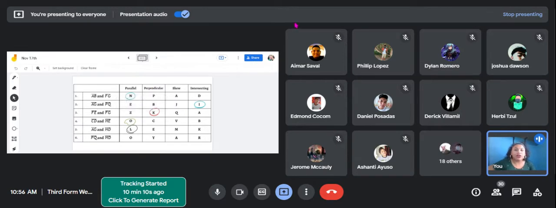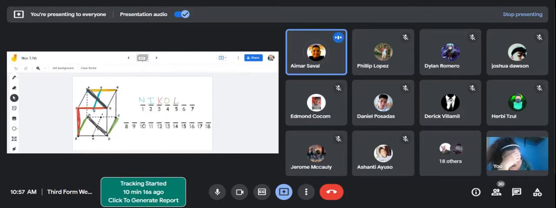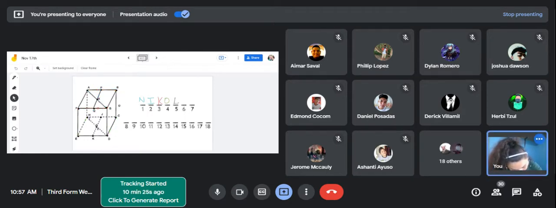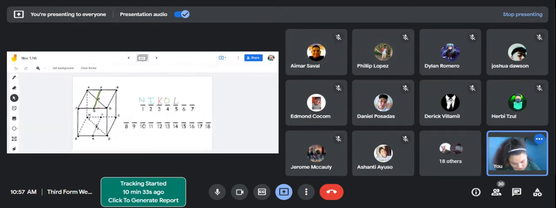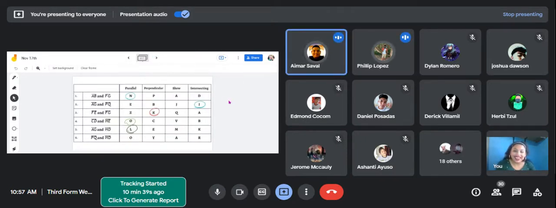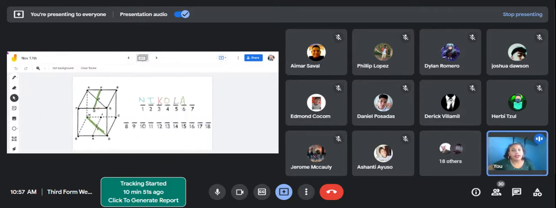And then the last one, PQ and HD. What is PQ and HD? It's skew because it doesn't touch. Okay, let's look at it. PQ, and what is the other one? HD, this one. And what are they? Skew lines. Yes, very good. And then that's the letter A. Letter A. Everybody understanding so far?